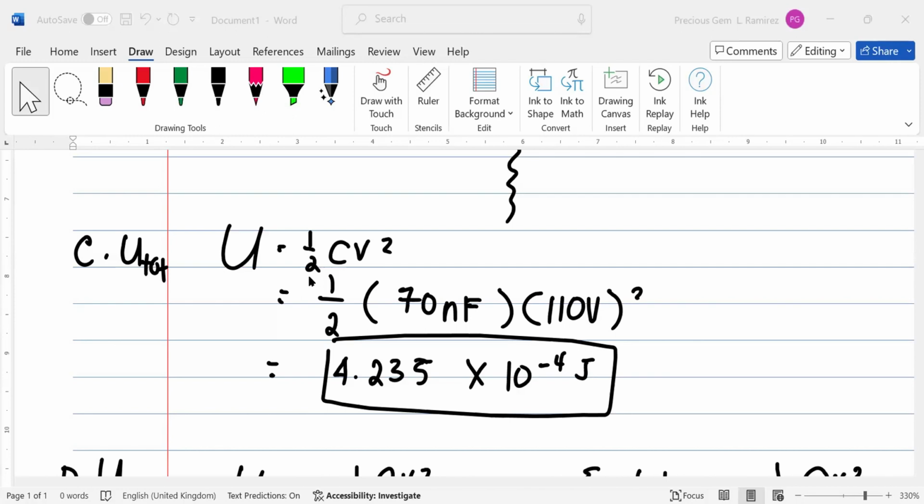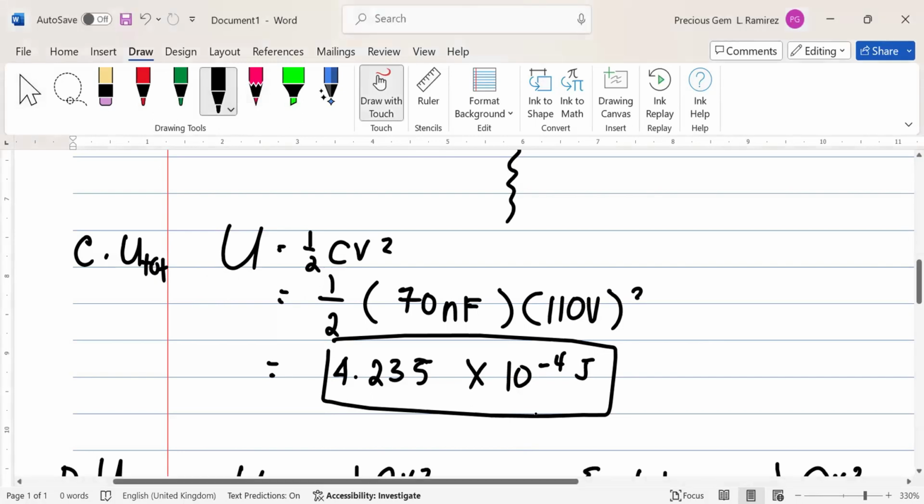So we have our capacitance, we've got a total, so we're going to be dealing with the total counterparts, the C total and the V total. Now, the C is 70 nanofarad, as we already discussed a while ago. The VAB is 110. Plug it in, you'll get 4.235 times 10 raised to negative 4. Okay? Sig fig matters, you can have 4.24. That's okay as well.